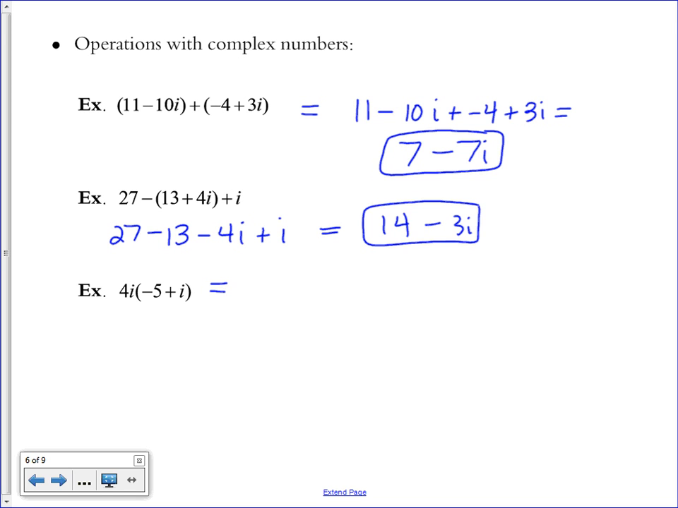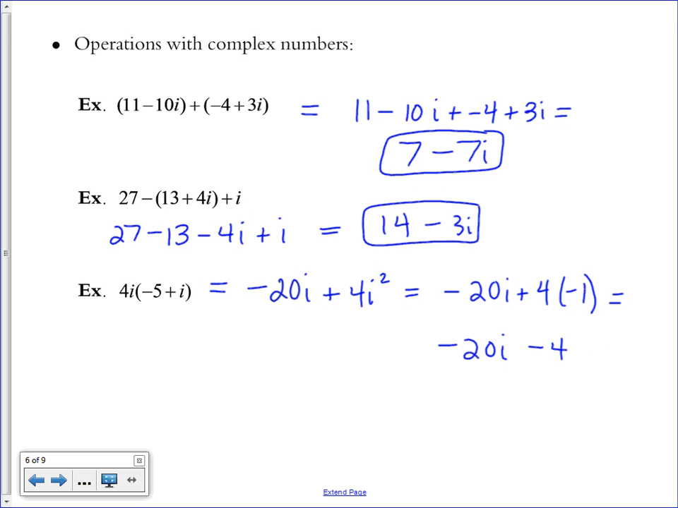And so 4i times negative 5 is negative 20i. But 4i times another i is going to be plus 4i squared. Now we can't leave an answer like this because it's not fully simplified. As you just learned, i squared is actually a real number. It's the number negative 1. So I've replaced the i squared with a negative 1, which simplifies to negative 20i minus 4, the real number 4.